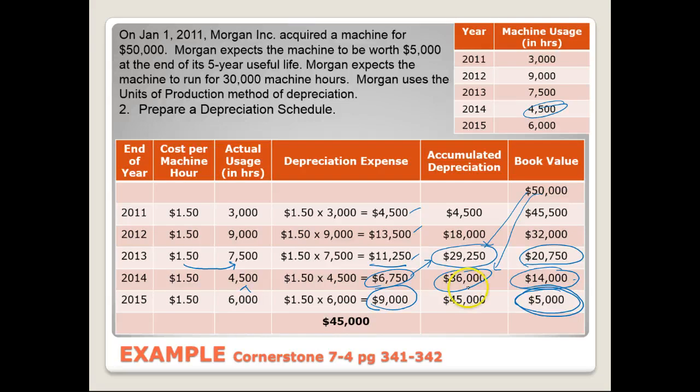If you notice, the accumulated depreciation at the end of the final year of the useful life of the machine is also going to be the same amount in all three methods, or $45,000.